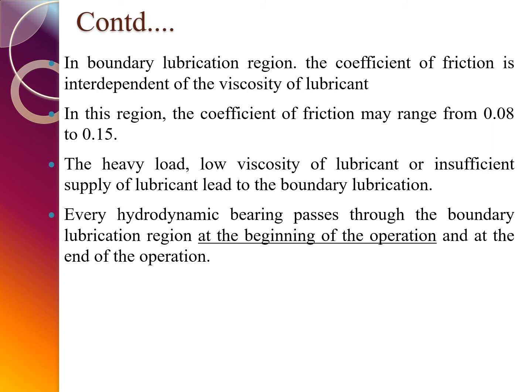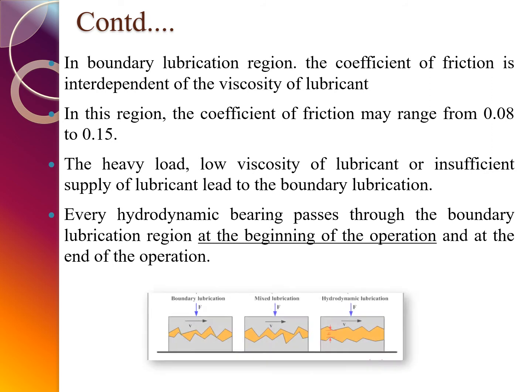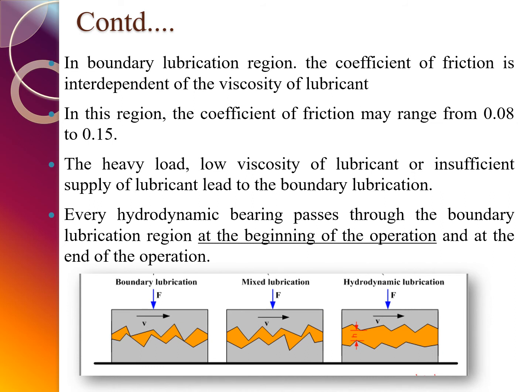Every hydrodynamic bearing passes through the boundary lubrication region at the beginning of the operation and at the end of the operation. Hence, a hydrodynamic journal bearing offers high frictional loss and high starting power loss because of this region. In this diagram, in the first figure, that is the boundary lubrication, we can see that the asperities of the contacting surface are great as compared to the film thickness. So there is metal to metal contact, so it is known as thin film or boundary lubrication.